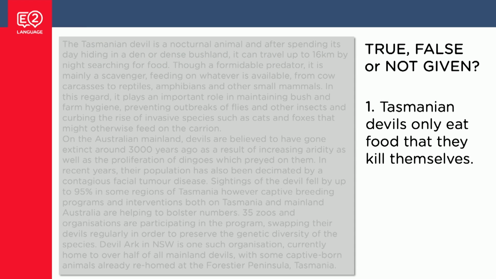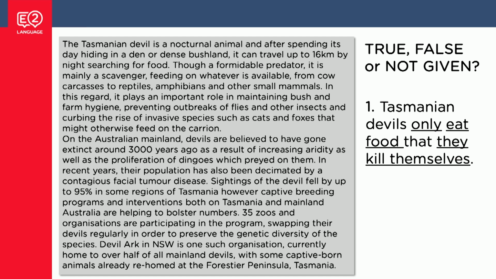Here's our first question. True, false, or not given? Number 1, Tasmanian devils only eat food that they kill themselves. Step 1, underline the keywords, identify the keywords. Tasmanian devils only eat food that they kill themselves. Step 2, find the similar words in the text. Can you find them? So food, predator, scavenger, feeding, these are similar to the words in the question. Step 3, let's slow down and read.